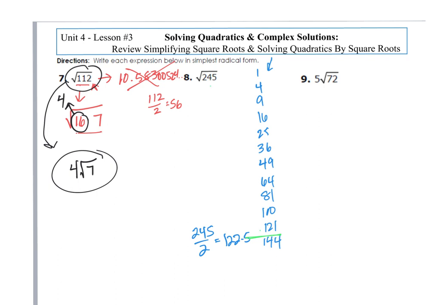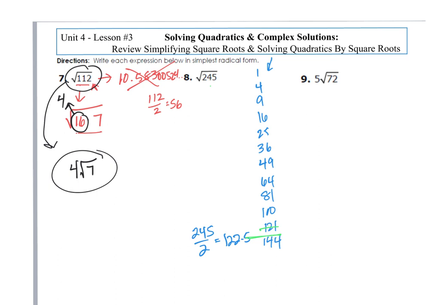Does that number divide into 245? When I divide 245 by 121, I get 2.02 something. If you divide these numbers and you get a decimal, then that means that perfect square was not a factor. It has to divide evenly, give you a whole number answer. So I'm crossing it off my list. And then I keep working my way down.